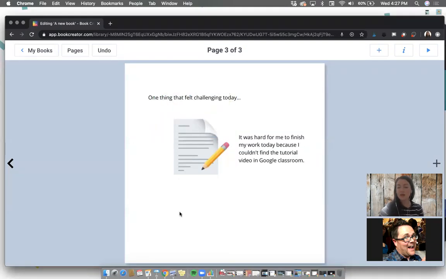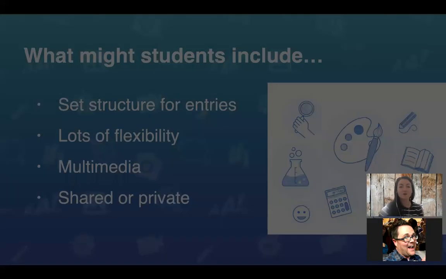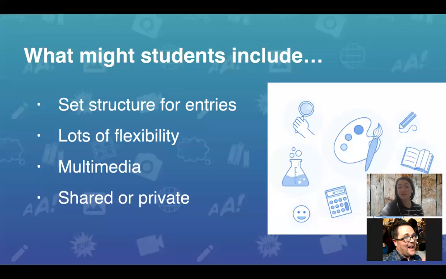So this page, right, I can add images, I can add anything else that I want right here, but here you can see that I've used emojis to make my contribution on the page. So students can include lots of different things in their journals. There might be a set structure for entries and a set structure for how they respond. So prompts and response might be things that you have a structure or routine for, but you also might have lots of flexibility and say you have a page for today.